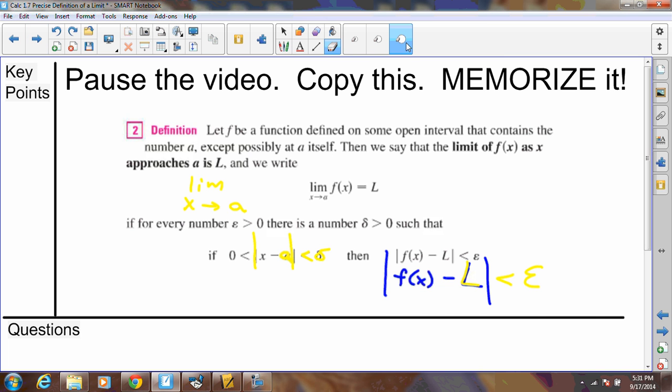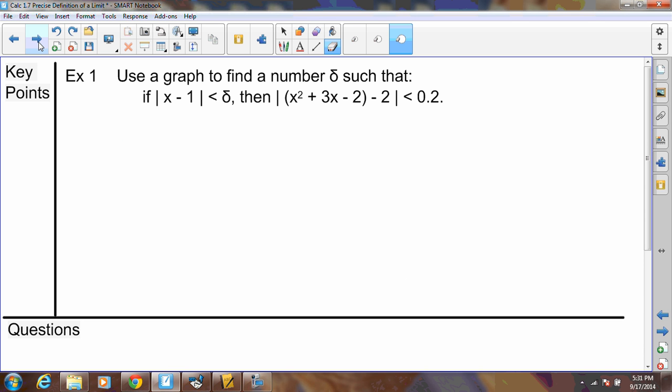Perhaps the best way of actually seeing this is with some examples. So here is our first problem. Use a graph to find a number delta such that if the absolute value of x minus 1 is less than delta, then the absolute value of the function x squared plus 3x minus 2 away from 2 is less than 0.2. Another way of rewriting this, we're taking the limit as x approaches 1.